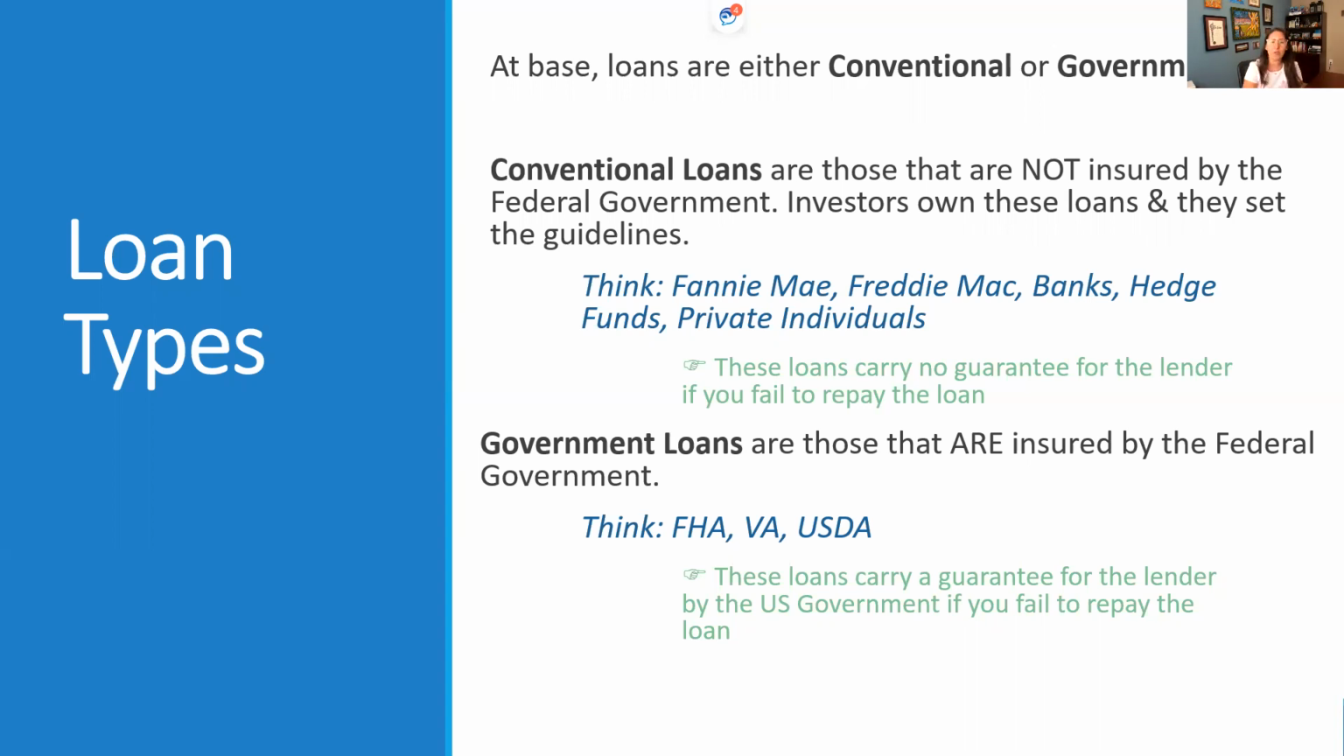And conventional loans are loans that are not insured by the federal government. You hear of MI, mortgage insurance, or PMI, private mortgage insurance, right? These are Fannie Mae, these are Freddie Mac, these are banks, these are hedge funds, these don't have a guarantee, I should say, that the lender will get their money back if you fail to repay the loan. Yes, there's mortgage insurance on some, but if you're doing 20% down on a $1 million house, there is no mortgage insurance, right? So they're generally higher risk than these government loans that are indeed insured by the federal government. So if you default, they will pay it back.